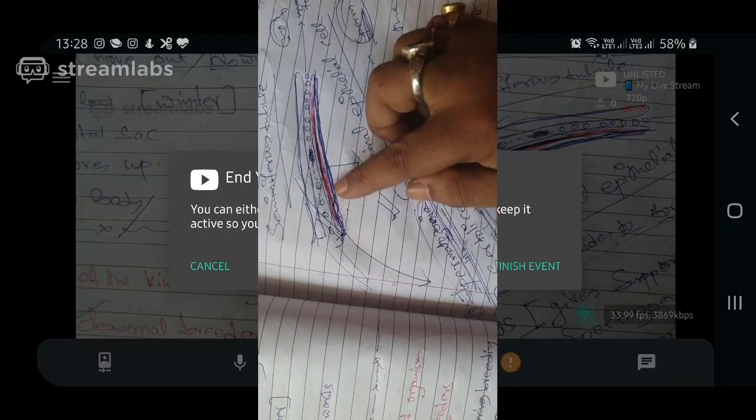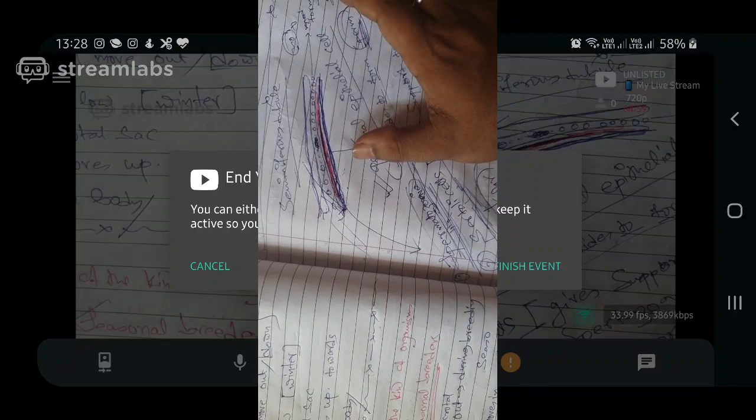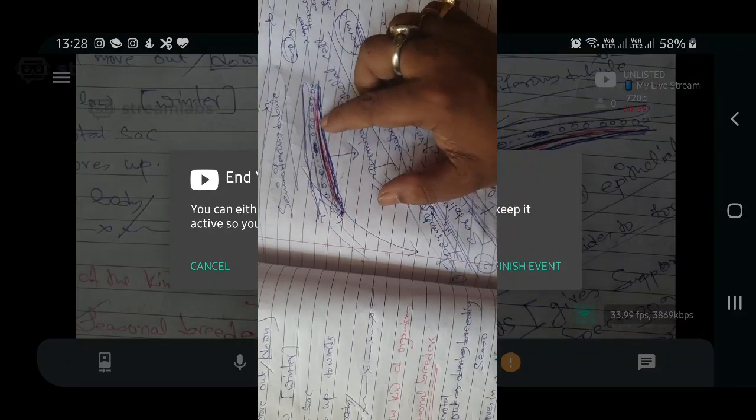Where is the primary germ cell? In the tube wall of the seminiferous tubule. And where is the spermatogonia? The spermatogonia is in the basement membrane.